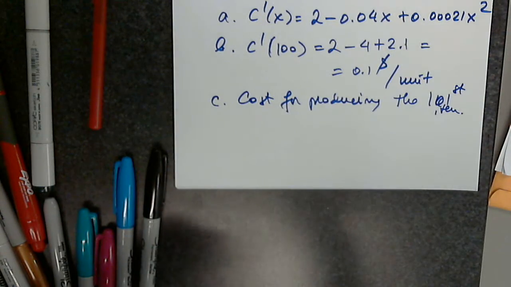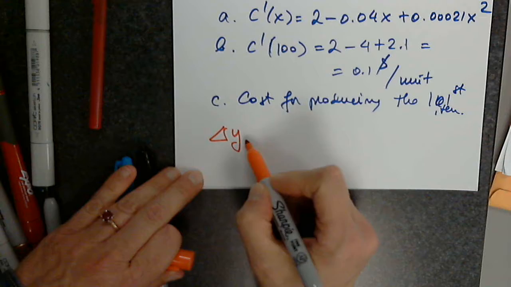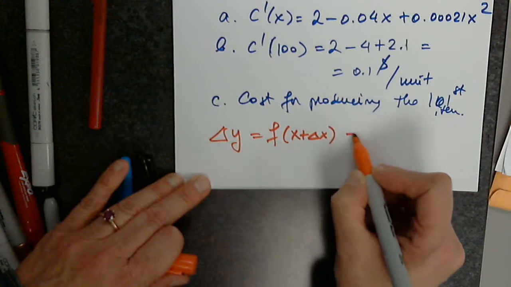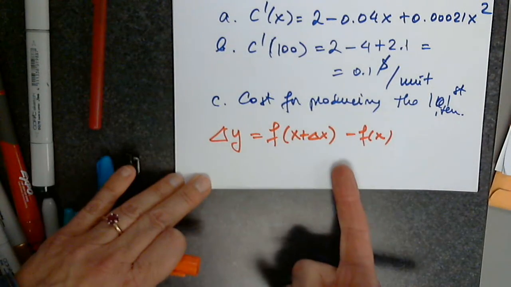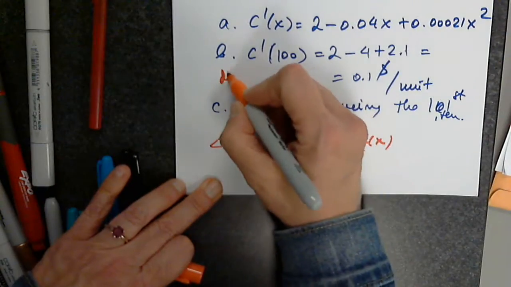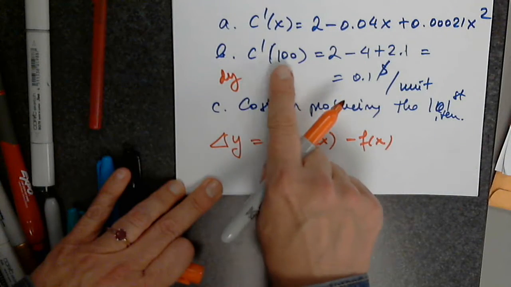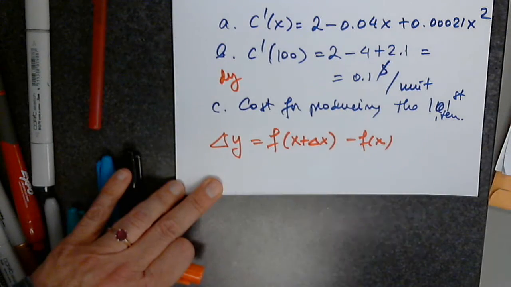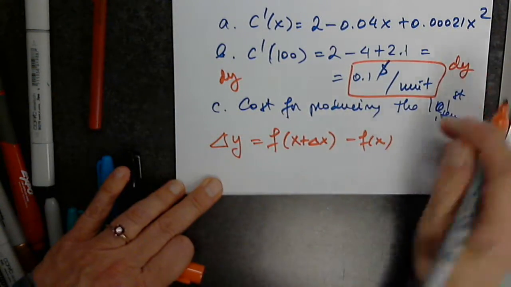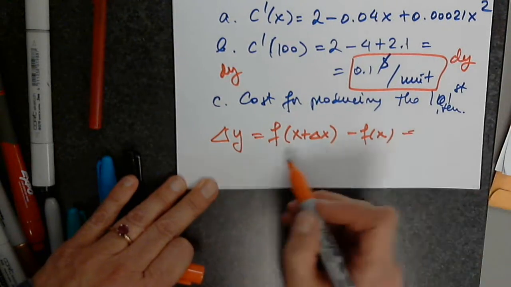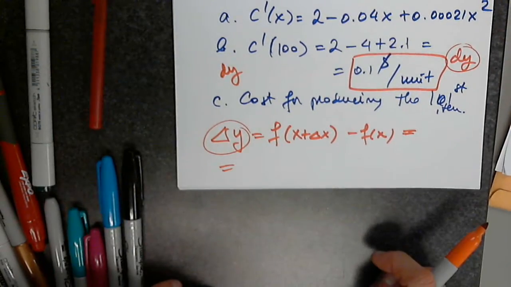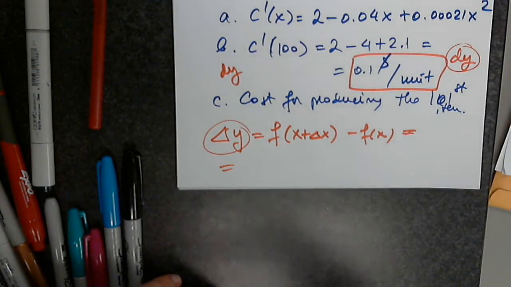Remember, it's delta y. Your delta y is f of x plus delta x minus f of x. This is what I'm trying to do: I'm trying to determine delta y. This is dy. It's c prime of 100 times 1, since dx is 1. This will be the cost given by dy, and this will be the cost given by delta y. And we know that delta y and dy are close to each other from that figure from last week.